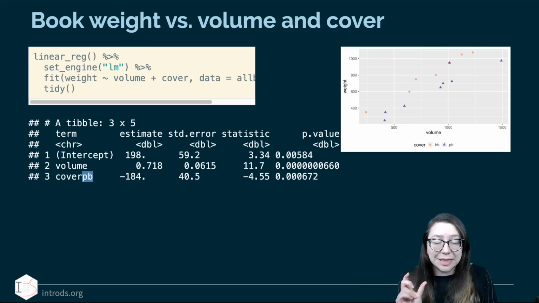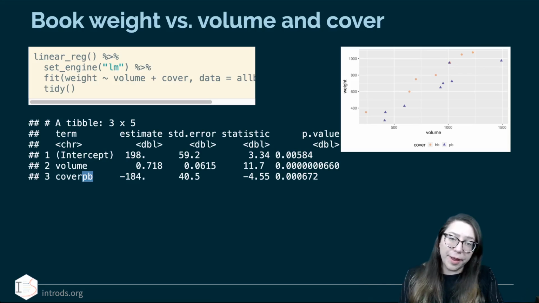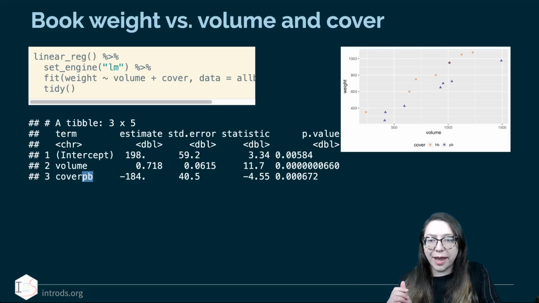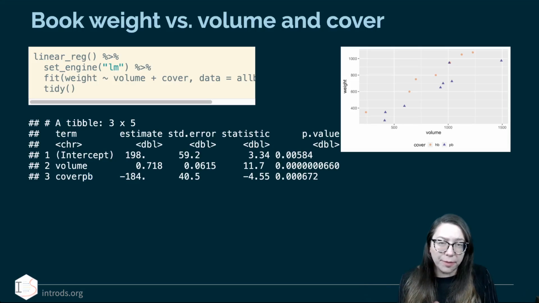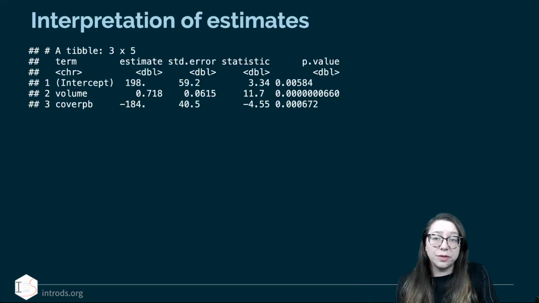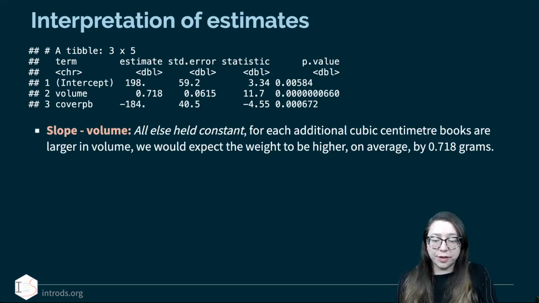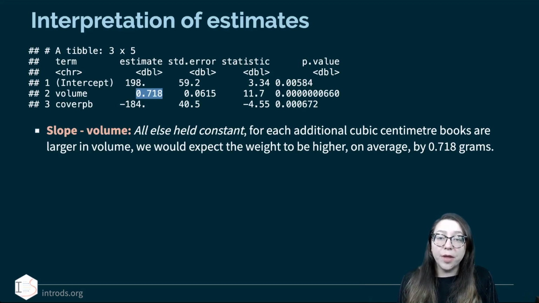So basically that negative 184 number tells us what the expected weight difference is for books that are paperback compared to hardback. And when we say paperback compared to hardback, we would expect paperback books to weigh less, so that negative number does actually make sense. Let's go through and interpret those numbers though. So I have the model output from the previous slide here again. Let's start with the volume slope. So that's the 0.718 number.